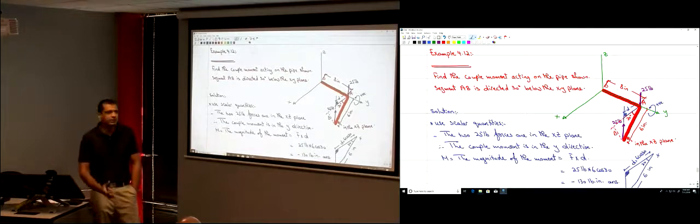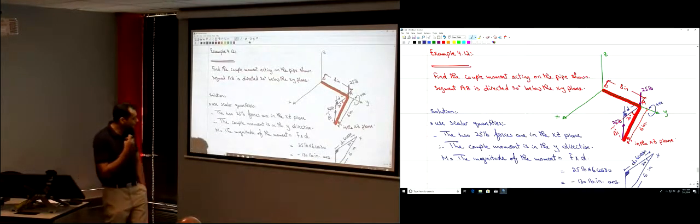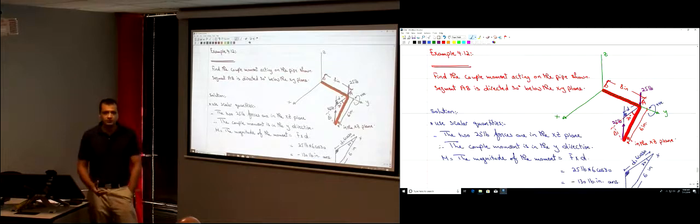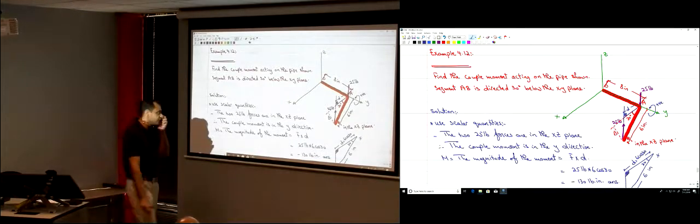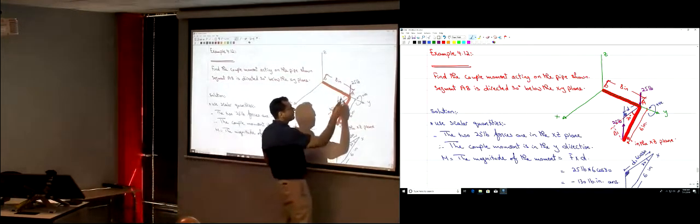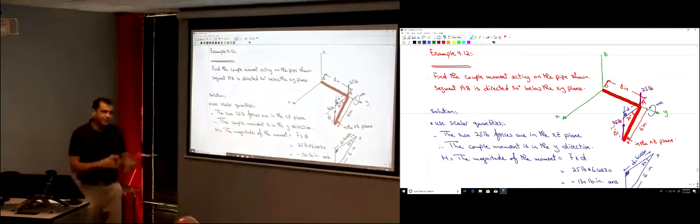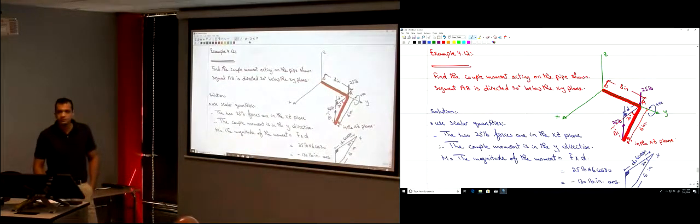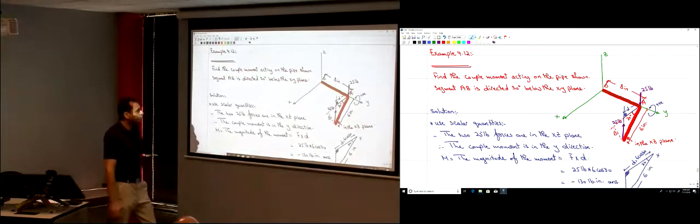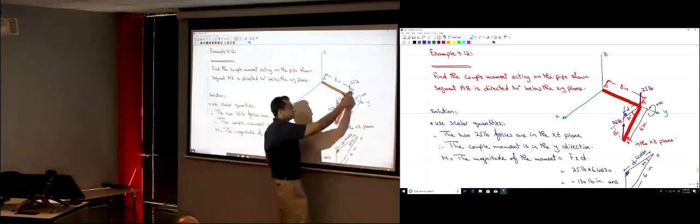How much is the component in the x? 0. How much is the component in the y? 0. How much is the component in the z? Negative or positive 25, because I have two equal and opposite forces. One is positive 25. Which one is positive 25? This one is negative 25. Okay? So it depends which one you want to use. So I will leave this to you. Which one do you want to use?